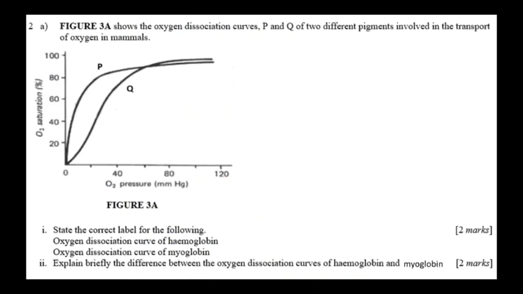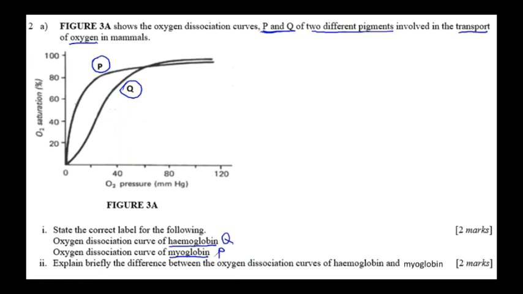The second question here, figure 3a shows the oxygen dissociation curves P and Q of two different pigments involved in the transport of oxygen in mammals. State the correct label for the following. Which curves represent the oxygen dissociation curve of hemoglobin, and which one represents that of myoglobin? In this case, we will have P represents the curve for myoglobin, whereas Q is the one that represents the oxygen dissociation curve for hemoglobin.